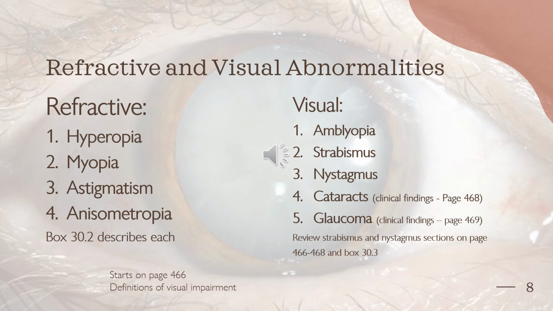Cataracts. If you look on page 468, it tells you what to look for. Basically, it's an opacity of the lens. It can be unilateral or bilateral. Either way, if you see it, you need to refer the patient out.